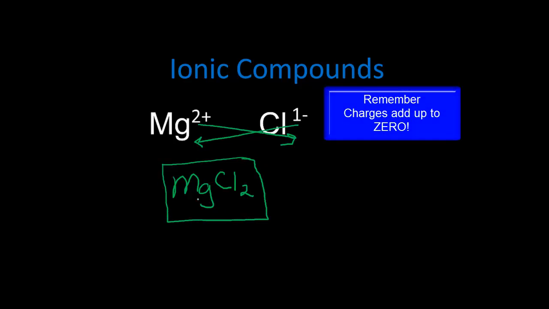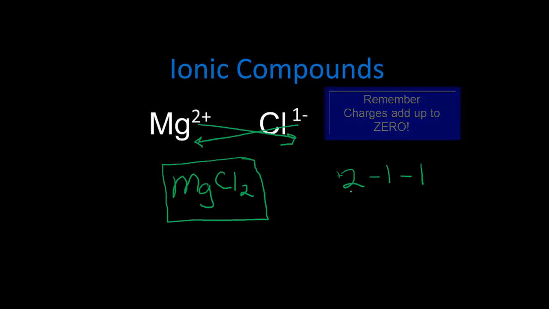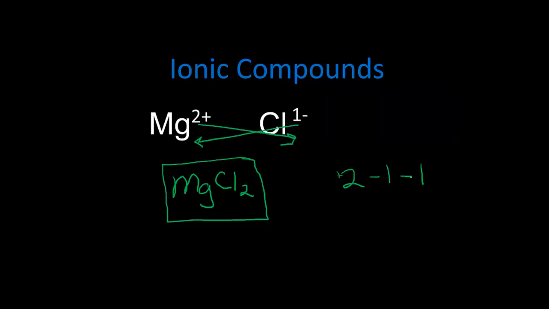Now let's check our charges. We have 1 magnesium, and a magnesium is a +2 charge. And we have 2 chlorines, and the chlorine is a -1 charge. So I'm going to do -1 and a -1, because remember I have 2 of them. So +2 -1 -1 actually does equal 0, so we're good.